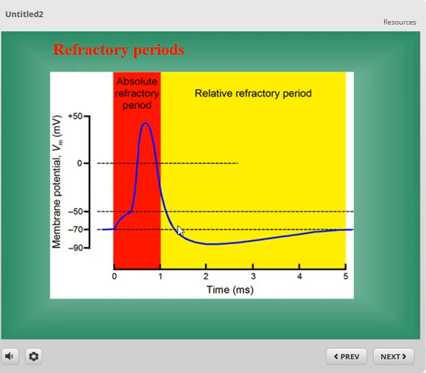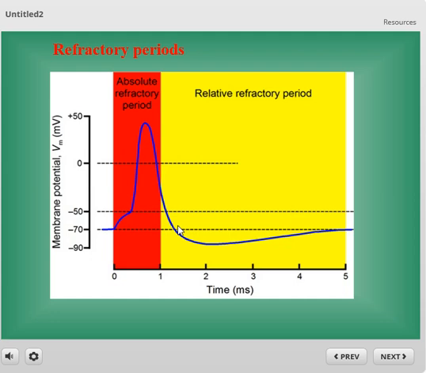The absolute refractory period ensures that action potentials are discrete events and do not overlap, allowing for clear signal transmission. And it also sets a limit on the maximum frequency at which action potentials can be generated, which is crucial for the proper functioning of the nervous system.